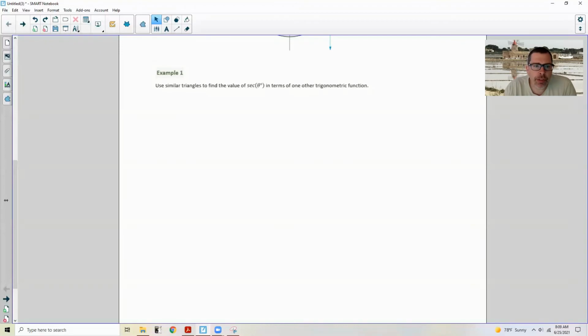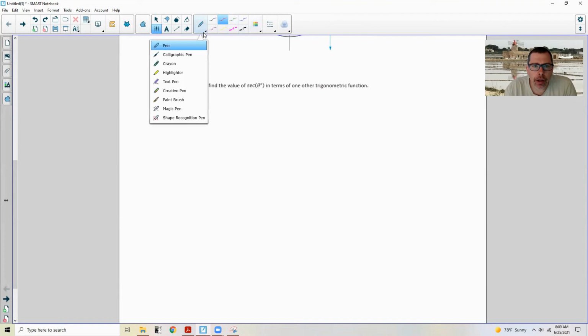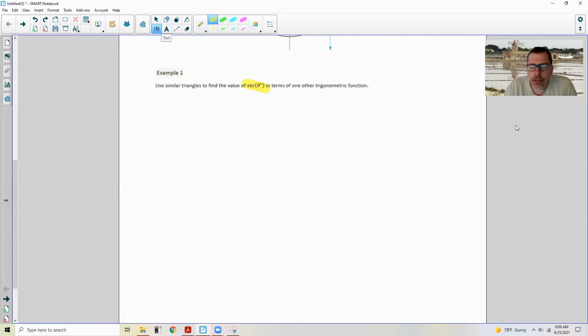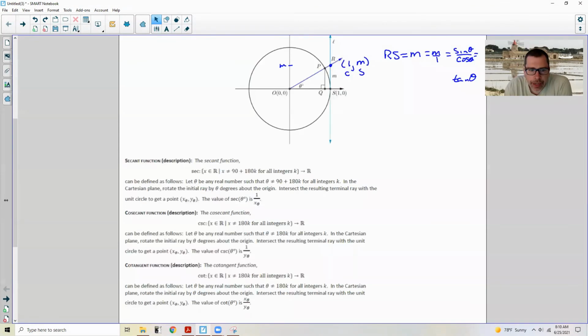All right, example 1 says to use similar triangles to find the value of secant theta in terms of one of the other trig functions. Well, what is secant theta? Do we know? Let's find out. Okay, so let's start with secant. Let me go back to my pen.